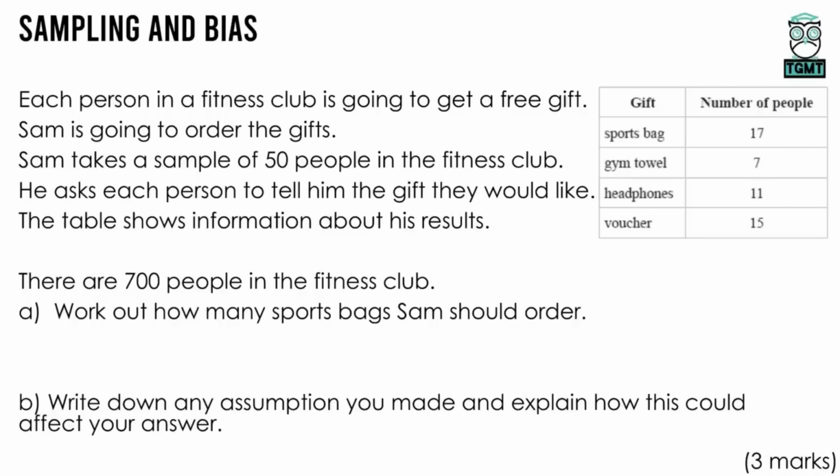Now with sampling and bias, it's a relatively nice topic. We're just looking at proportion. It says here that Sam takes a sample of 50 people.